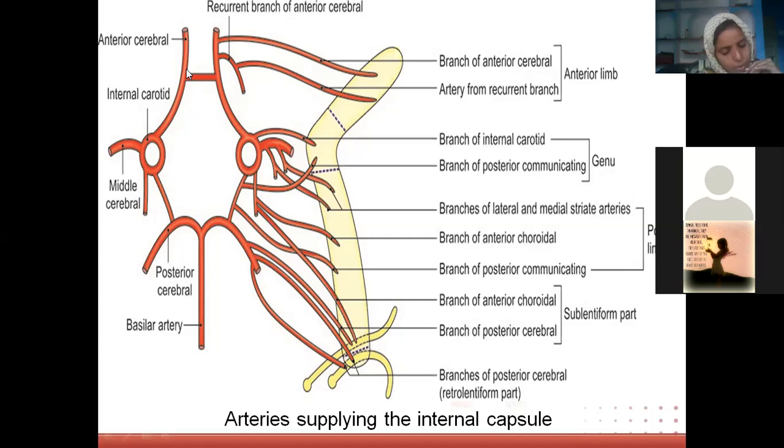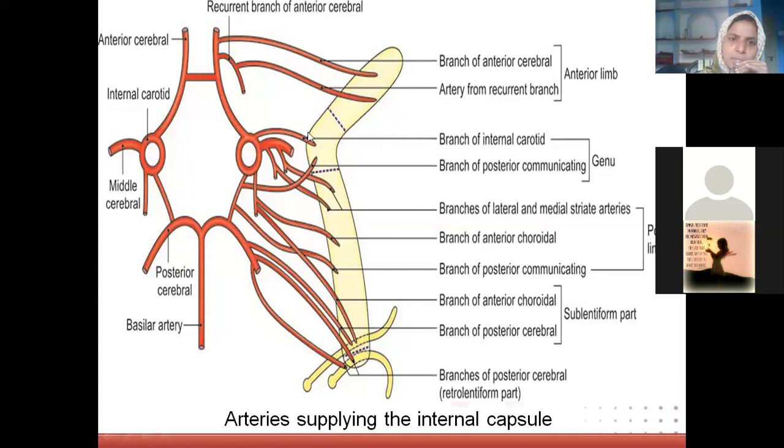Now, why are we talking about this now? See, this is the anterior limb, this is the genu, and this is the posterior limb. The anterior limb receives blood supply from which artery? The anterior cerebral artery, through branches like the recurrent branch of the anterior cerebral artery, the artery of Heubner. So this is the blood supply of the anterior limb.